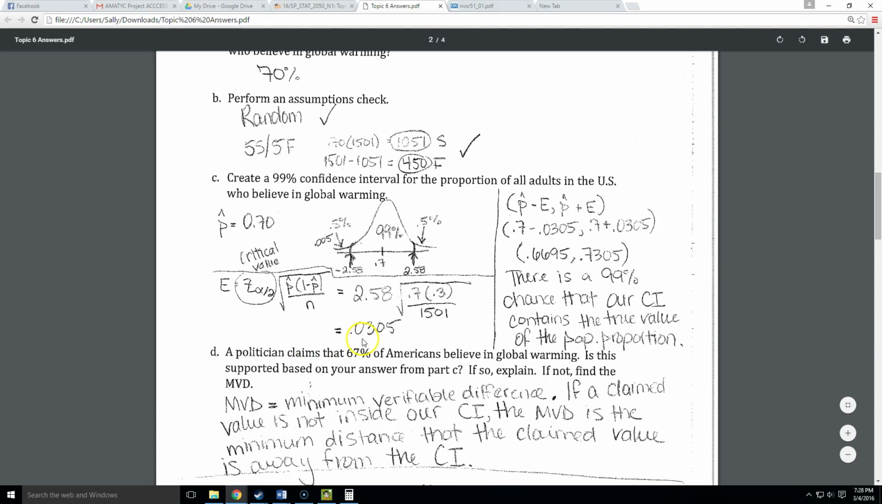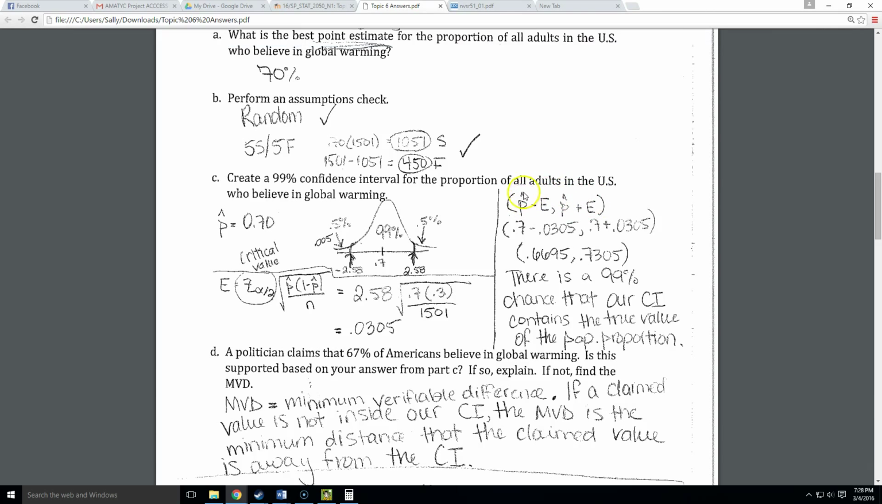So 3.05% to the left, 3.05% to the right. And that's what this does over here on these top 2 rows. You don't need to rewrite this form for confidence intervals, but I find it to be very helpful, especially for the first few. Our lower estimate is going to be our best guess minus that error, the wiggle room. The upper estimate is the best guess plus the wiggle room. We end up with a 99% confidence interval that is 0.6695 to 0.7305.